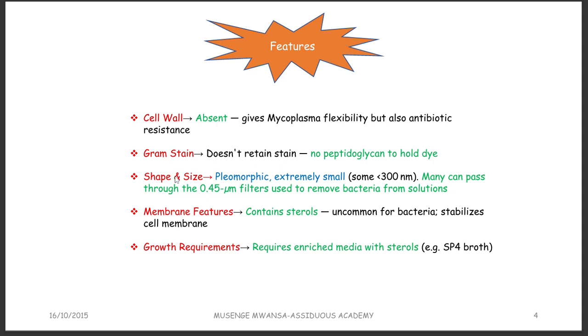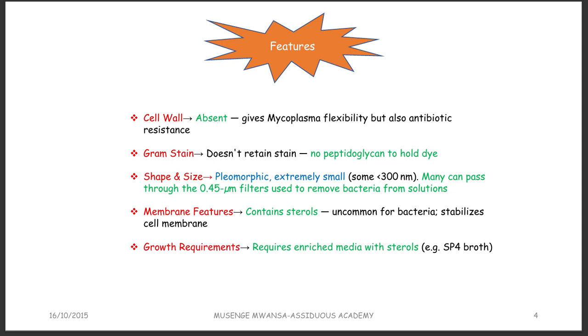And also when you look at the shape and size, these guys are pleomorphic. They have got varying shapes, and they're extremely small, and many can actually pass through the 0.45 micrometer filter, which is used to remove bacteria from solution. So using this filter will not work for mycoplasma because it's very small.